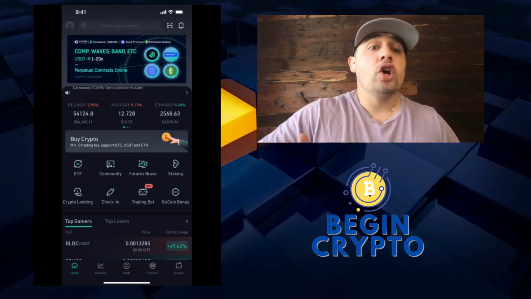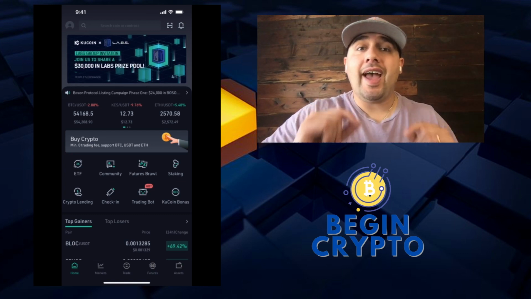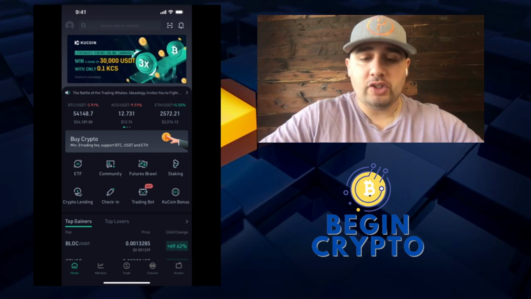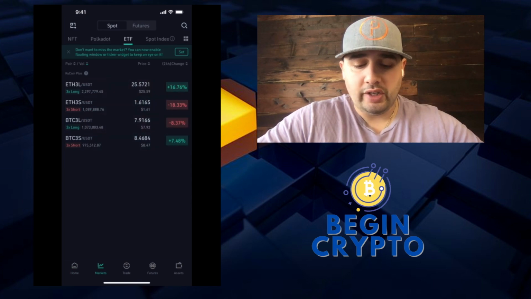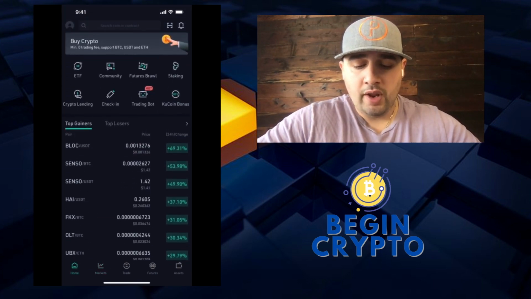But now Kucoin has a feature where you won't get liquidated ever. This right here is called the Kucoin ETF. As you guys can see here on the screen, I'm going to click Kucoin ETF. By the way, guys, this is the front page of Kucoin. I love the Kucoin app.